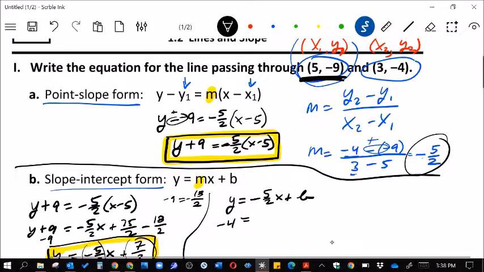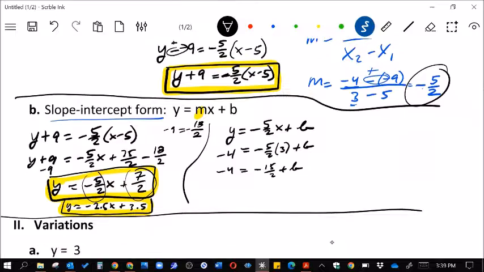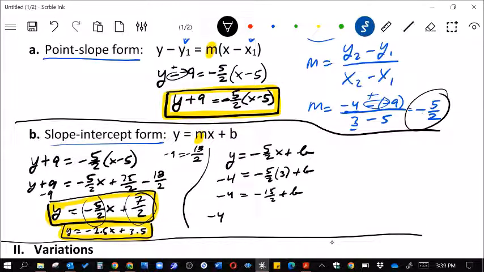We'll use the second pair this time. And -5/2 times 3 plus b. So we have -4 equals -15/2 plus b. So now we're going to add 15/2 to both sides, plus 15/2. So it's going to be adding that there and adding it over here.